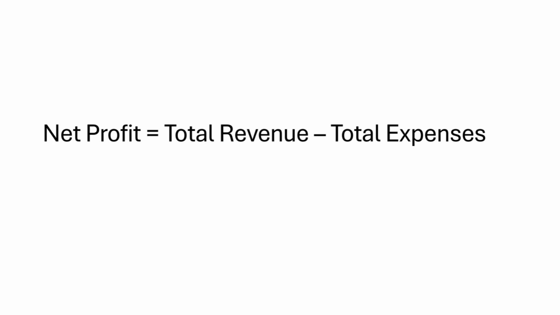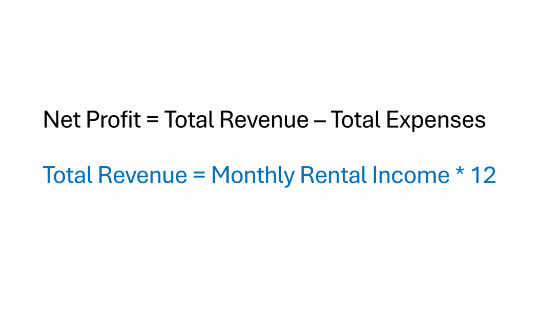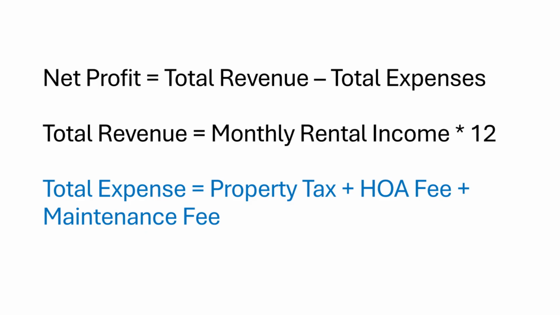Let's look at the numerator, net profit, first. Net profit equals total revenue minus total expense. The total revenue is the monthly rental income multiplied by 12. Total expense takes a bit more time to calculate because it includes multiple types of expenses. The major ones are property tax, HOA fees, and maintenance. Let me show you how you can find the relevant information on Zillow.